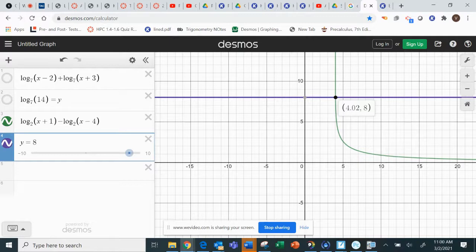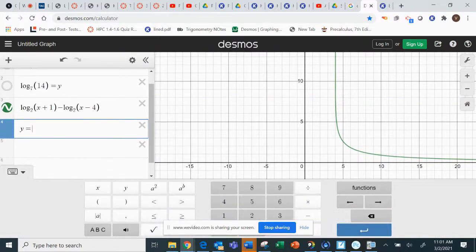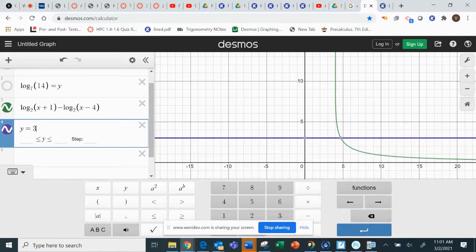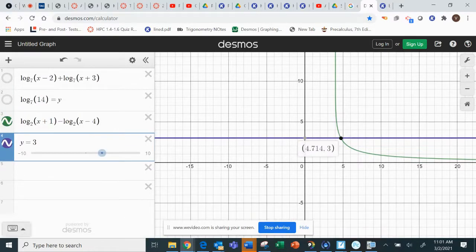So I got 4.02. Then my answer doesn't look right. It's supposed to be 3. What's 3? Oh, just kidding. Wait, it's the other side. No, the other side is 2, not 3. Right, not 8. It's 3. That's what you're talking about. 4.714. So is that the same thing as 33/7? Yes. So then we did do it right.